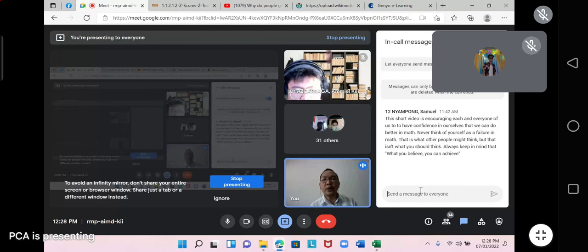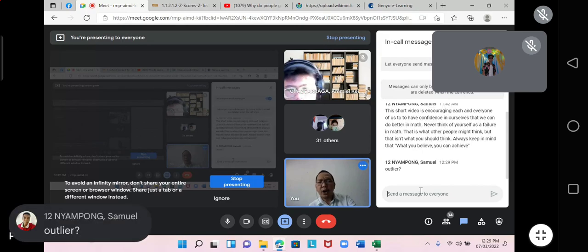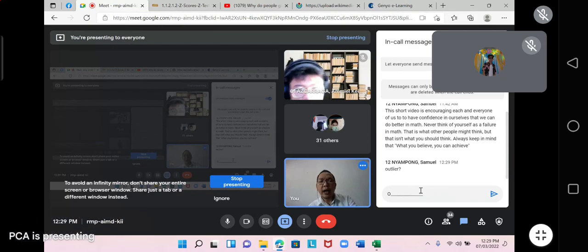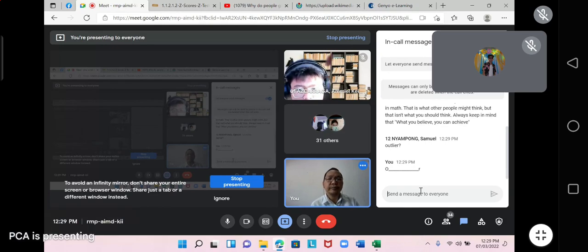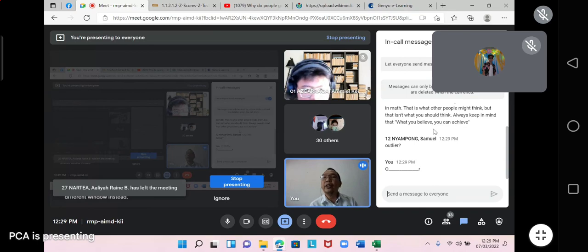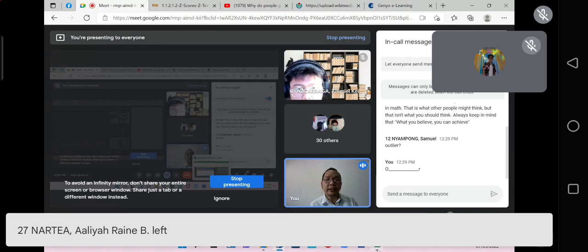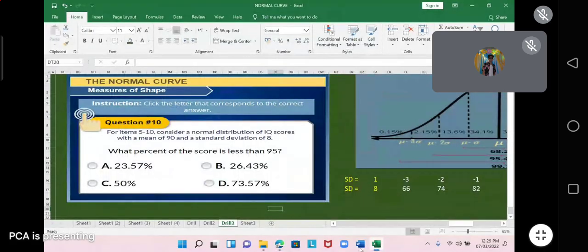What is that score? It makes the curve, in an illustration, that it's being skewed now. Ano yung hinahanap ko? O... R. What are those scores? Bakit merong ganun? Okay, very good, Samuel. Because of the outlier. Okay?